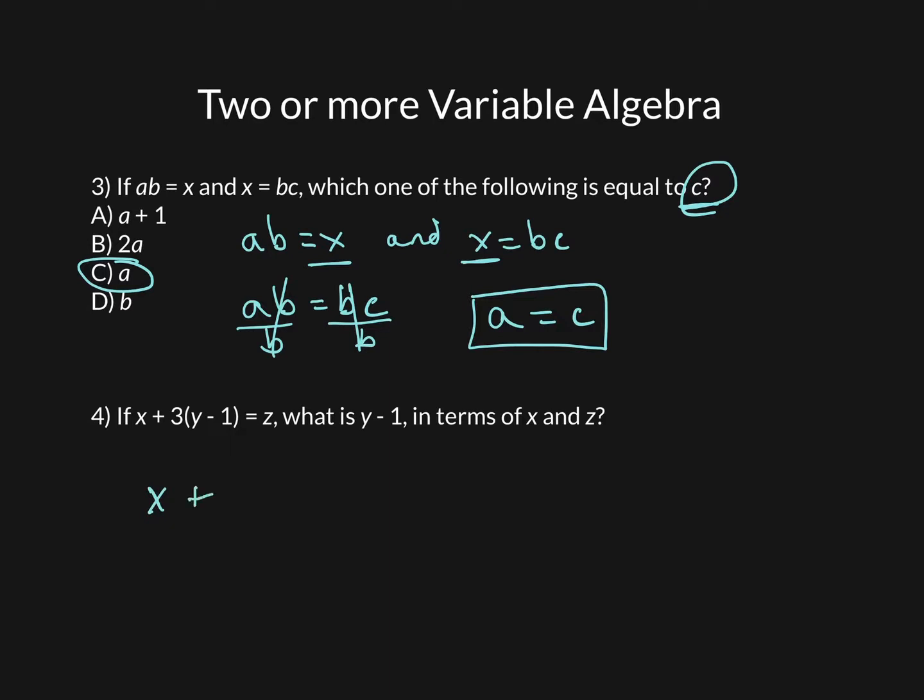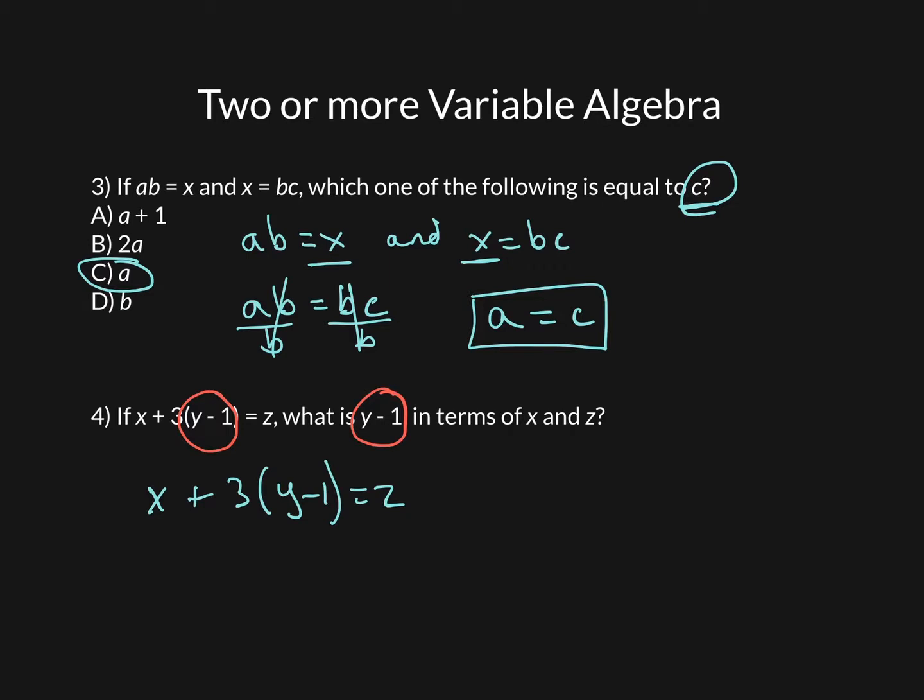Now, let's take a look at number 4. X plus 3 times y minus 1 equals z. What is the value of y minus 1? Well, instead of solving for y, I'm just going to keep this y minus 1 just like that. Simply because that's what they're asking for, that's what I'm going to do. We want to do what's easiest, quickest, and most efficient. Remember, the less steps we take, the better, because we lower our chance of getting a question wrong, and we save time.